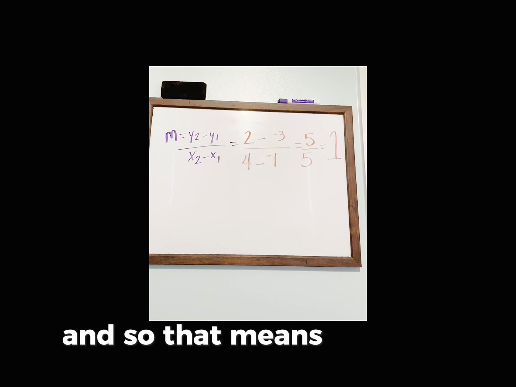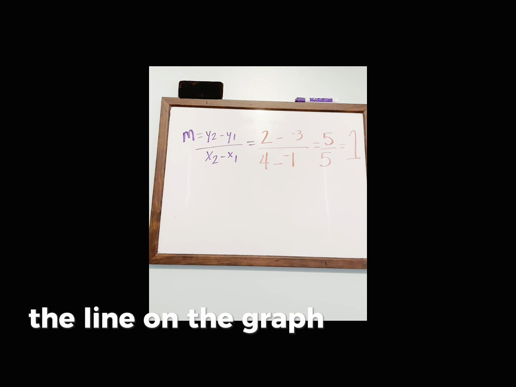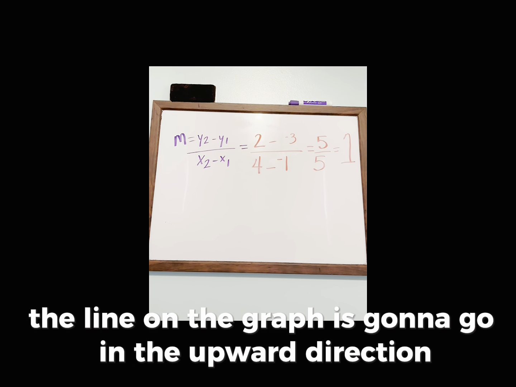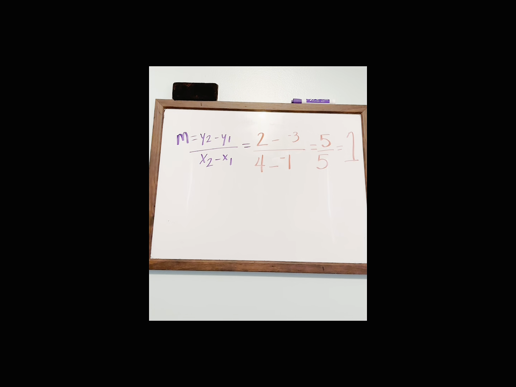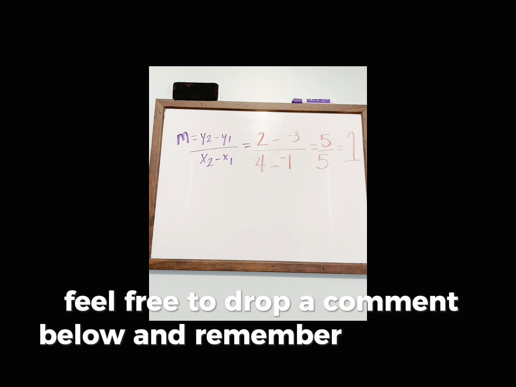And so that means our graph, the line on the graph, is going to go in the upward direction, meaning it's a positive slope.